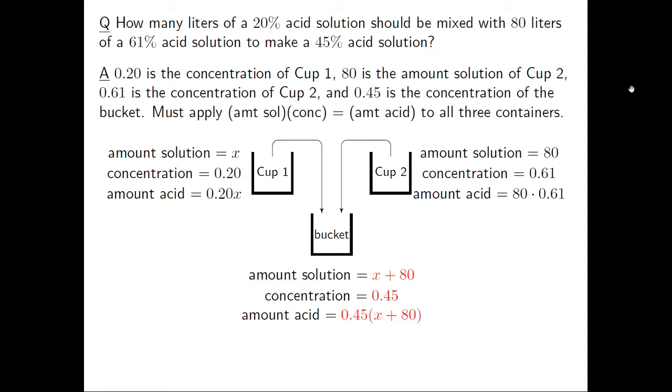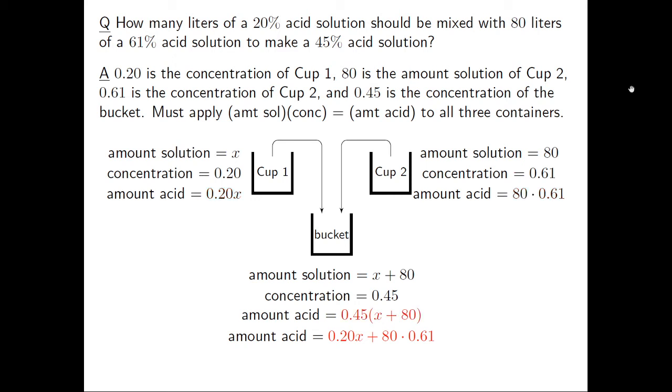Similarly, we can apply the concentration equation one more time here. So we'll have x plus 80 times 0.45. That's where we get the amount of acid being 0.45 times the quantity x plus 80. And then we can get the amount of acid in this bucket another way: we can add the amount of acid from cup 1 and the amount of acid from cup 2.